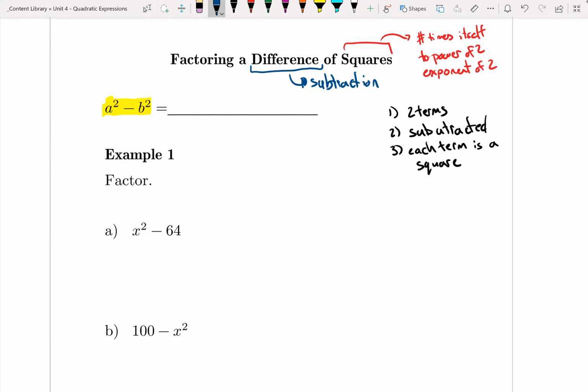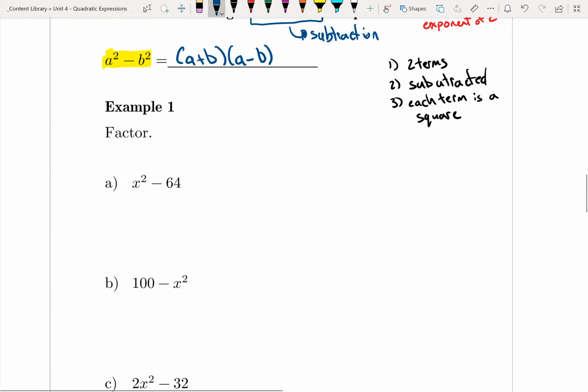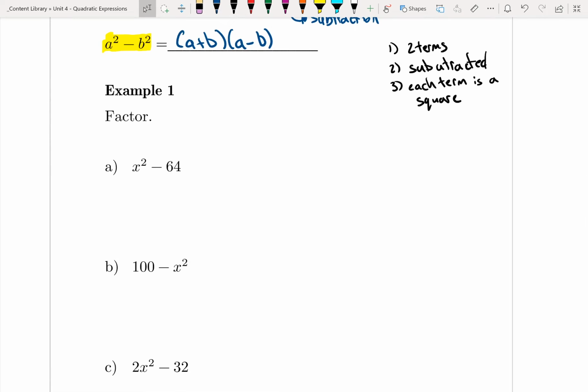And the pattern for when we factor it, the result is a plus b times a minus b. So whatever that number is squared, we're finding the square root of it, and it's going to be that plus the other number, and then that minus the other number, both in brackets. So let's look through a couple examples.